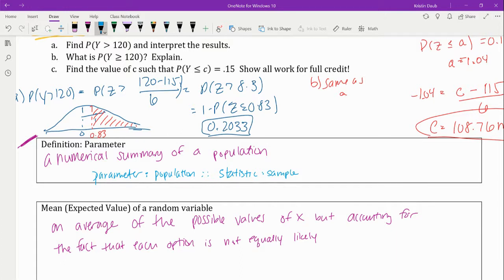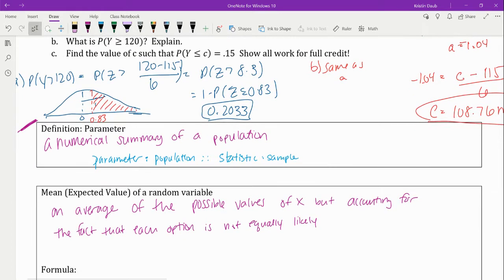So it's kind of like a ratio, but with words. A parameter is to a population as a statistic is to a sample. If I have a value that's a statistic, that's coming from a sample. If I have a value that's a parameter, that's coming from a population. Okay, so let's put the definition for the mean of a random variable.